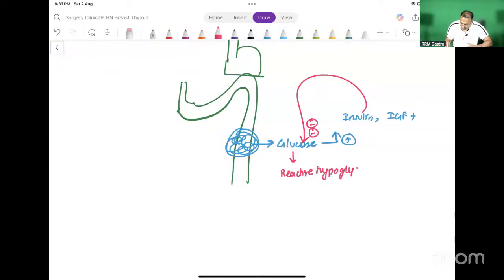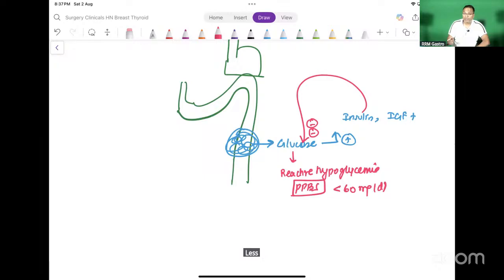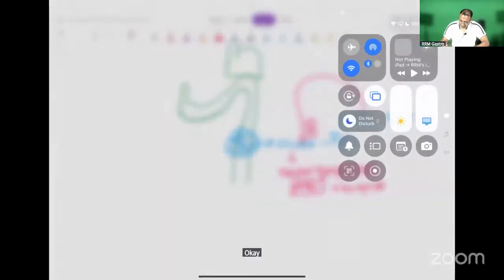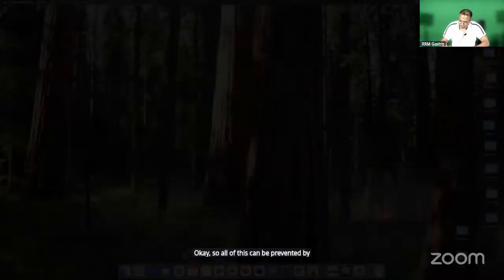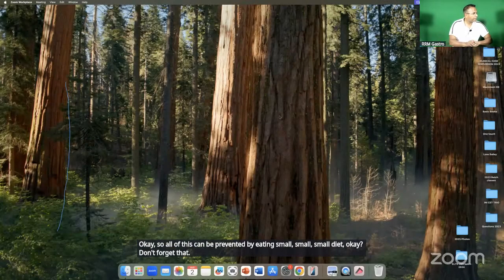So reactive hypoglycemia can be diagnosed by measuring postprandial blood sugar, which will be less than 60. So very low. This is classical late dumping syndrome. It is due to inhibition of the glucose by the insulin produced in enormous amounts. Okay, so all this can be prevented by eating small diets. Don't forget that.